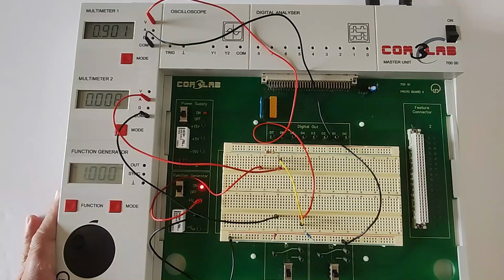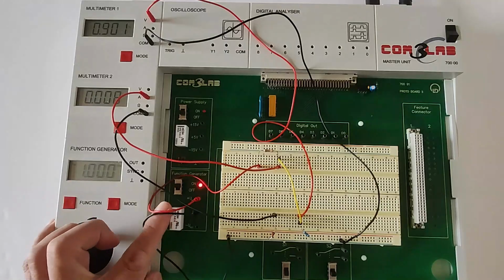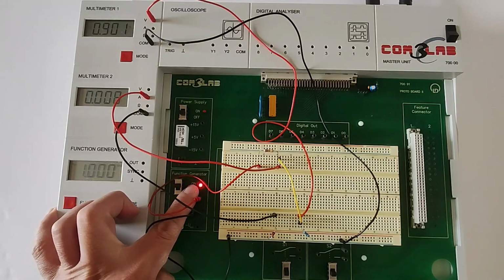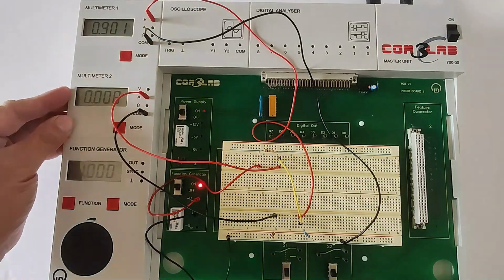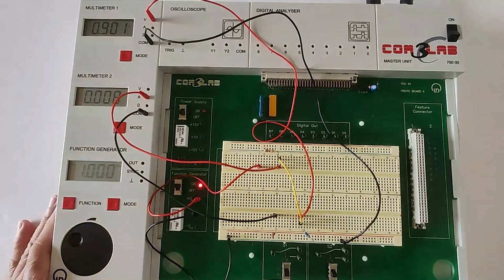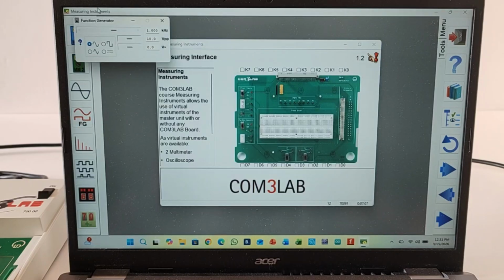Once that is done, we will now use the COM3 Lab companion software to manipulate the voltage coming out of the source, and take the readings from our meters. Here's the COM3 Lab companion software. So first, let's set the function generator to measure DC supply voltage. We do it like this.